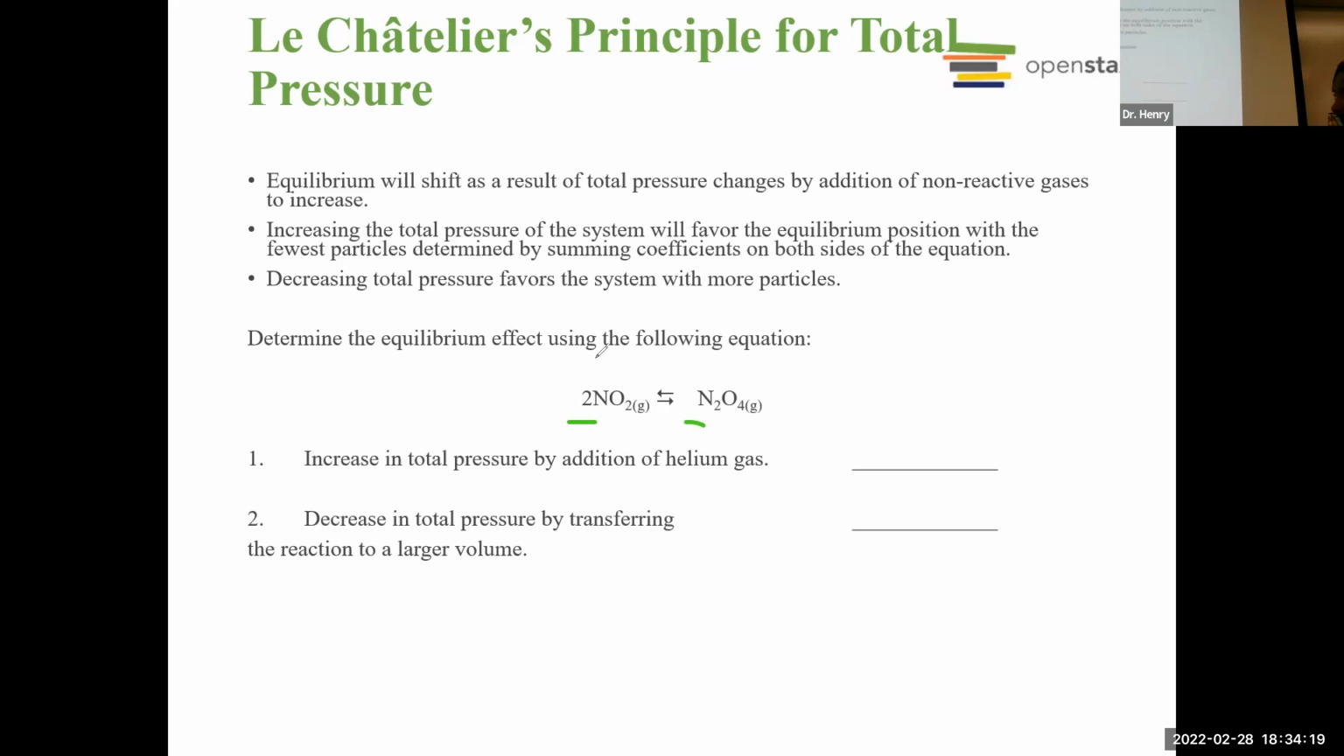It'll be to the products. So it'll be going in this direction, to the right, right? Because there's 2 molecules of this compared to 1 molecule, right? So the 2 molecules take up more room than the 1 molecule. Okay, so we're going to be shifting to make less, right? So then that would be to the right.